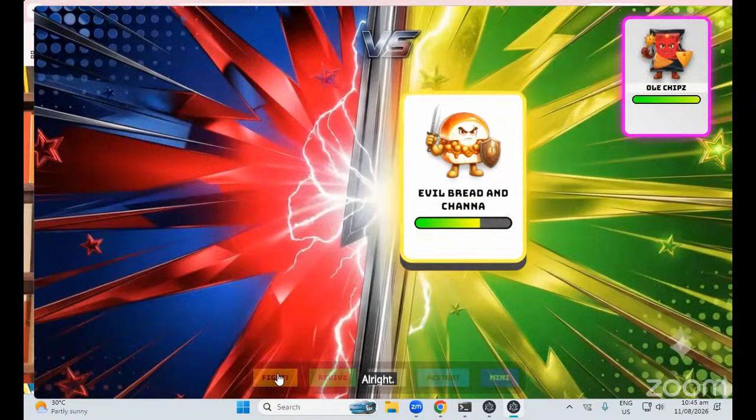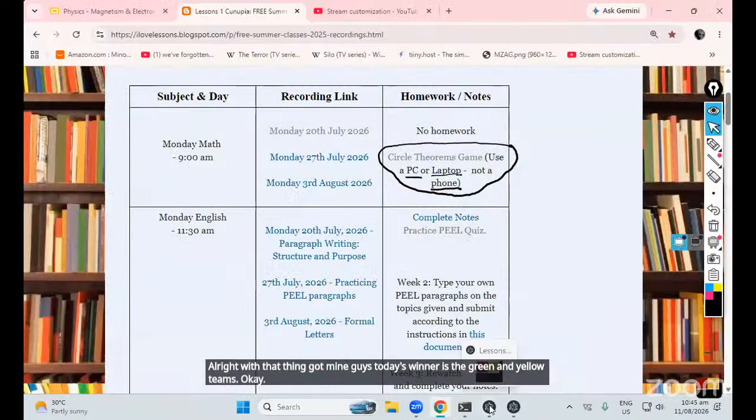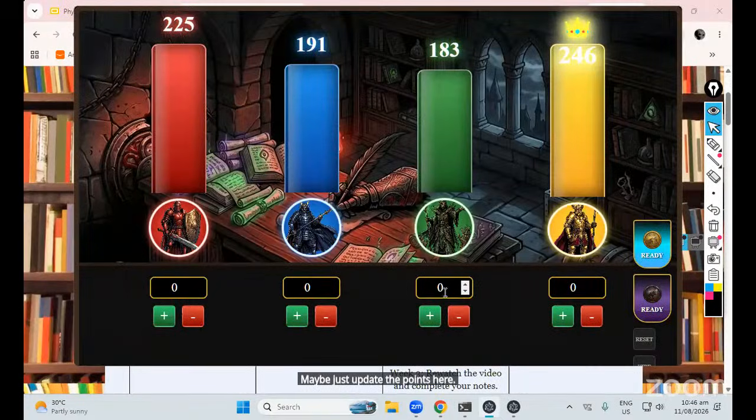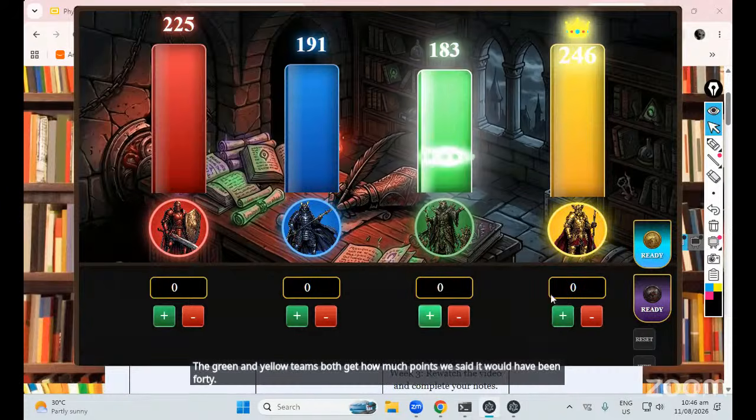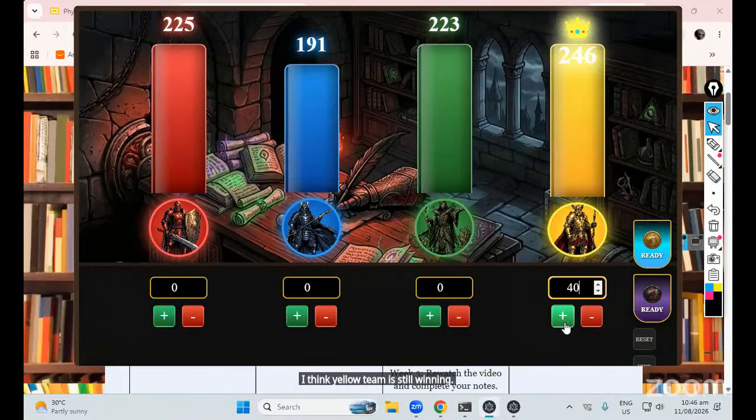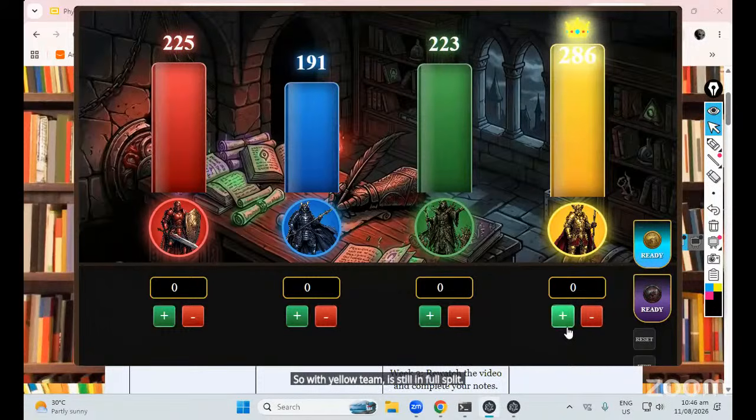All right, with that in mind, guys, today's winner is the green and yellow teams. Let me just update the points here. The green and yellow teams both get how many points we said? It would have been 40 points. I think yellow team is still winning. So yellow team is still in first place. Green team third, red second, and blue team, unfortunately, fourth place.